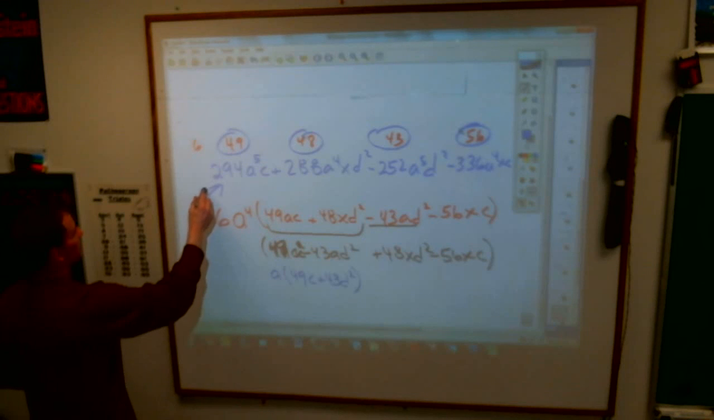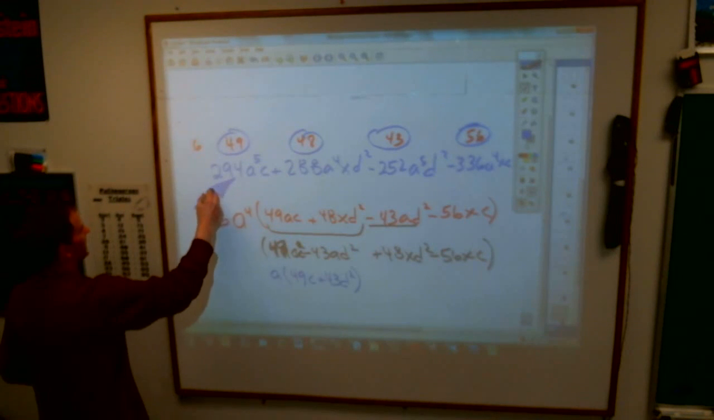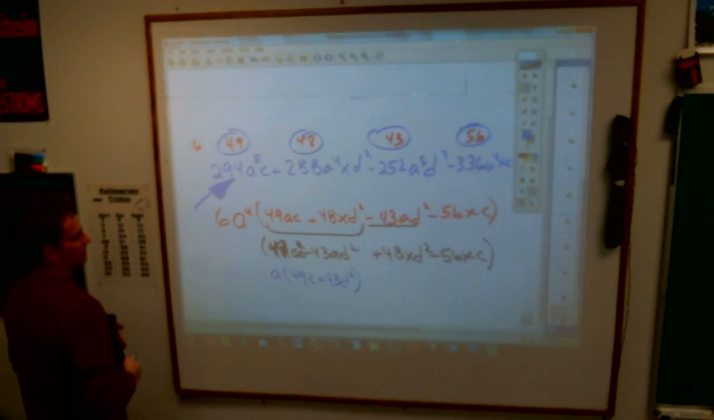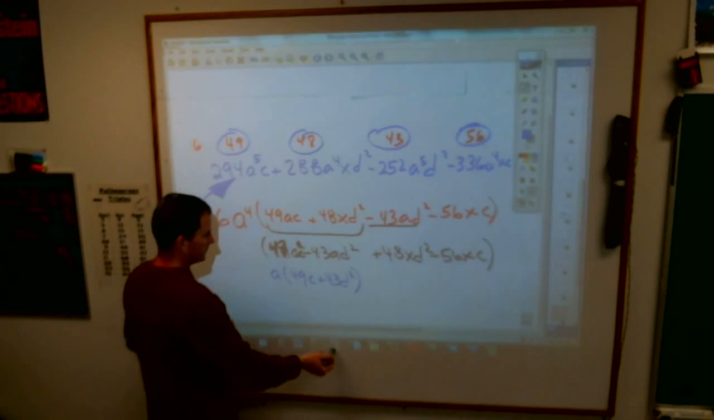If you want extra credit, you can bring me this problem corrected on my desk by tomorrow morning. How much extra credit?